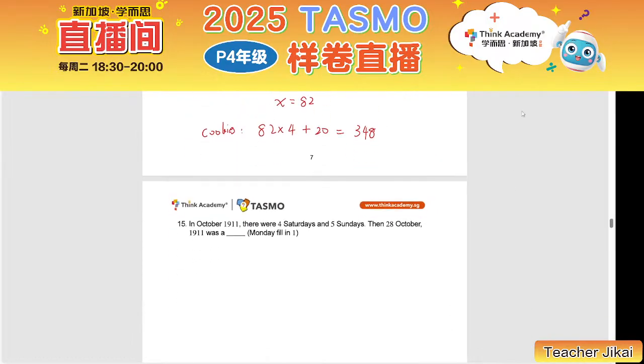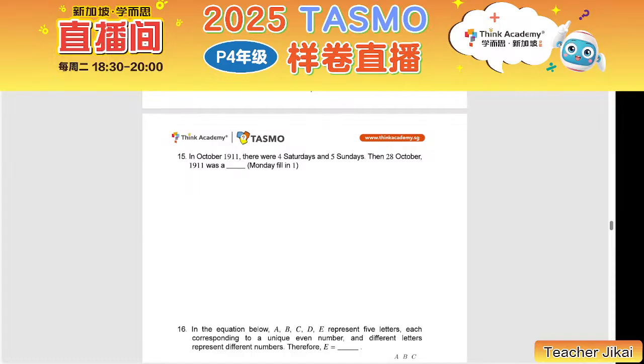Alright. Question 15, I think it is a calendar problem. Yes, it is a calendar problem. In October 1911, we have 4 Saturdays and 5 Sundays. Then what day is 28 October? So in October, how many days do we have? In October, we have 30 days, right? Oh, not 30 days. We have 31.